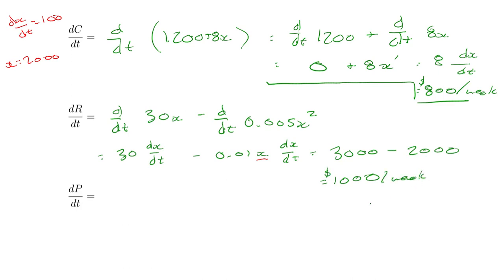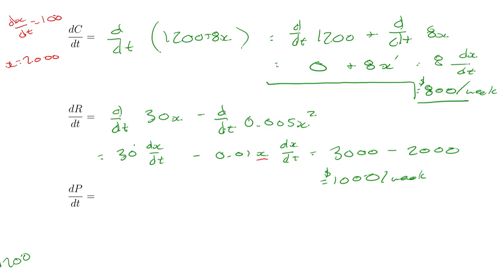per week. So cost is increasing at $800 a week. Revenue is increasing by $1,000 per week. You can probably guess what profit's going to do. It's probably going to be going up by $200 a week. Because if revenue is going up 1,000 and cost is going up 800, they offset each other, but there's a difference. So this ends up being the derivative of revenue minus the derivative of cost.